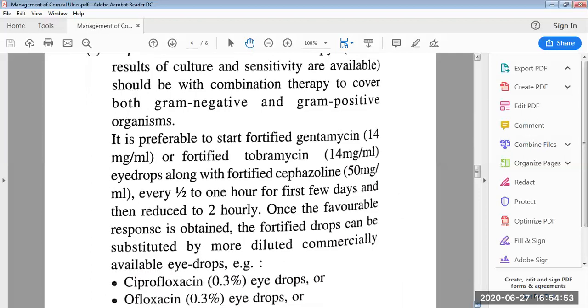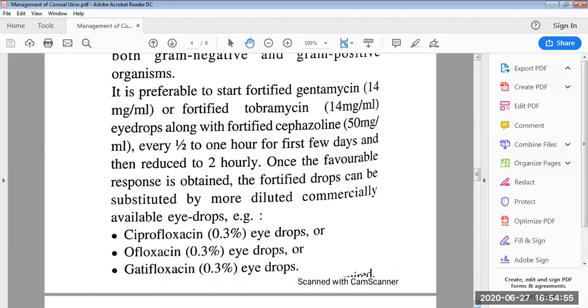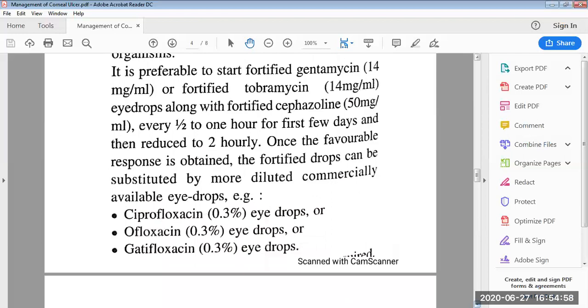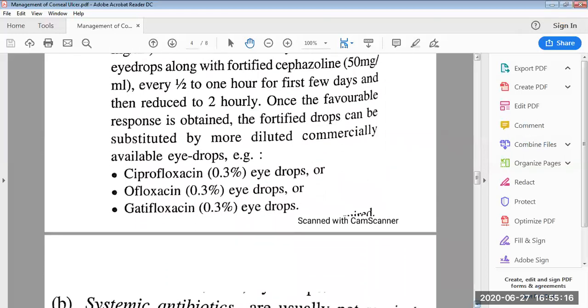It is preferable to start fortified gentamicin 14 milligram per ml or fortified tobramycin 14 milligram per ml eye drops along with the fortified cefazolin 50 milligram per ml every half to 1 hour for the first few days and then reduce to 2 hourly. Once a favorable response is obtained, the fortified drops can be substituted by more diluted commercially available eye drops like ciprofloxacin, ofloxacin, or gatifloxacin eye drops.